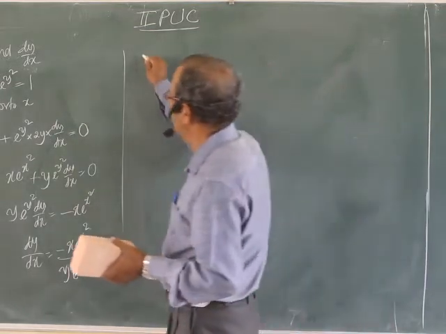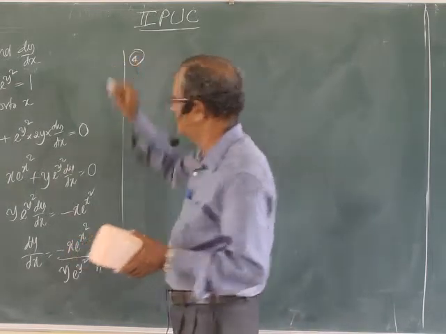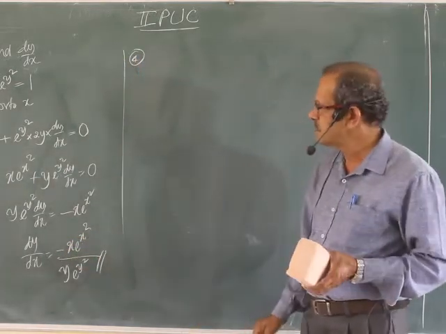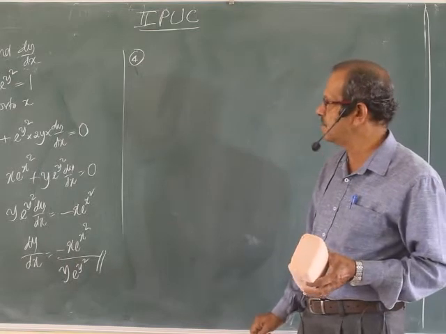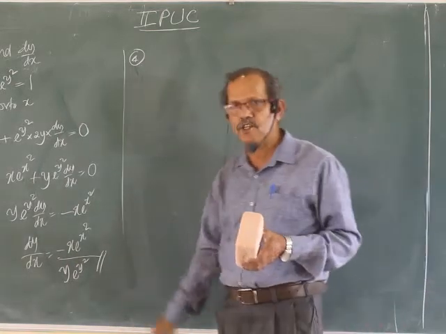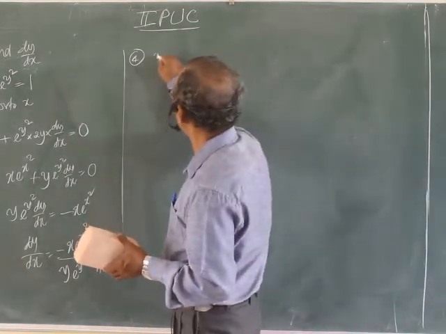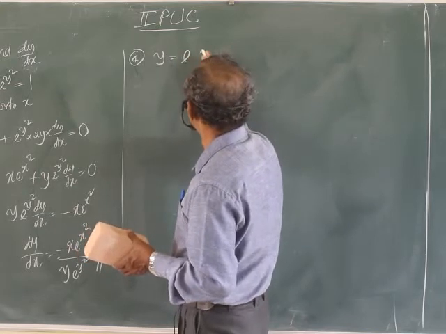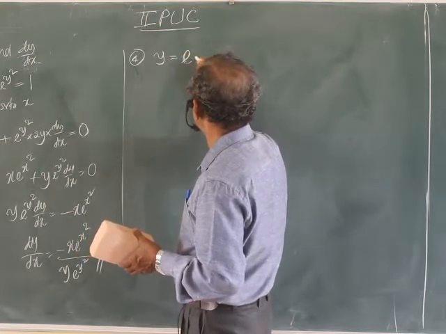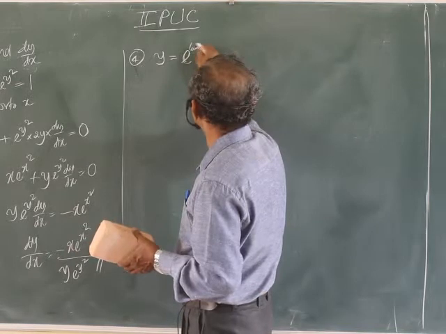Next, fourth one, implicit function. Next, inverse function, we cannot use e to the power. Anyway, let me give one example. y equal to e to the power tan inverse x. Okay.